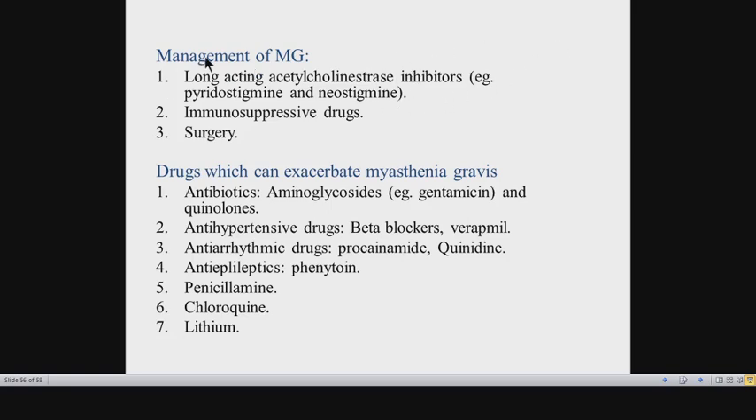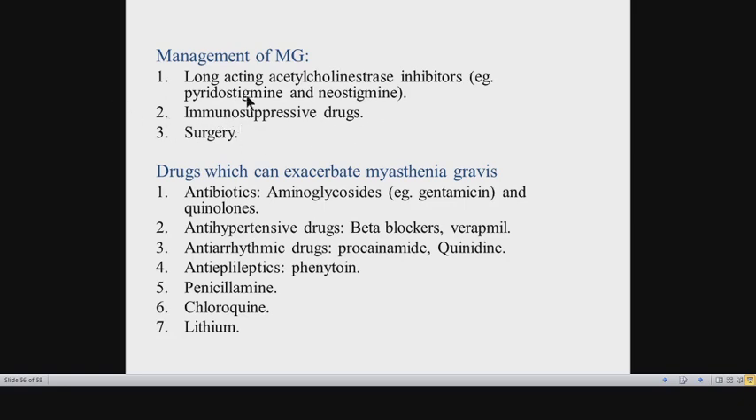لكن in most of the cases, these drugs are good in controlling a weakness. لكن if for example, the patient received high doses of this drug, this overdose of drug can lead to cholinergic crisis, which will lead to weakness of the muscles. This is a very important point.